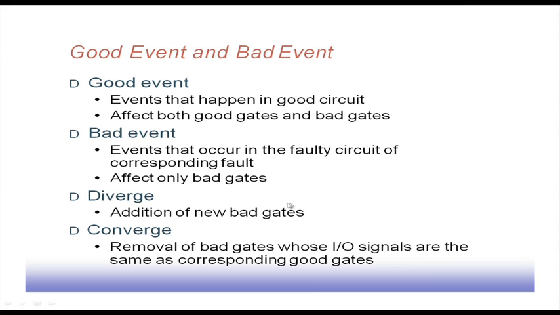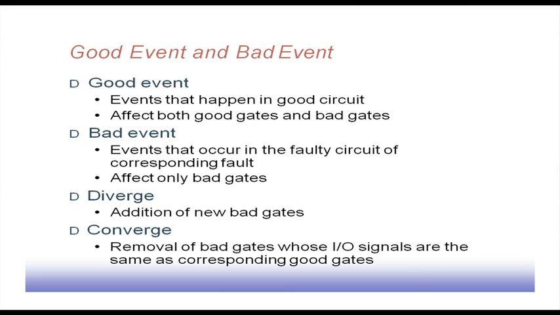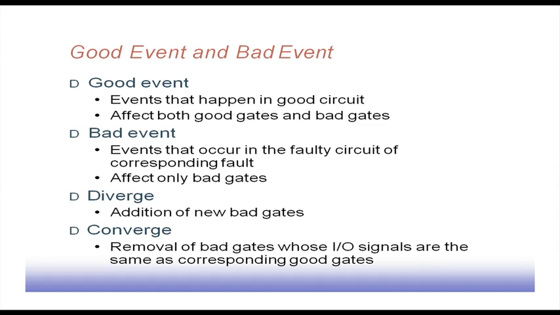Diverge is the addition of new bad gates. If new bad gates get created in the process, that is called diverge. Converge is the removal of bad gates whose I/O signals are the same as the corresponding good gates. If we find that some gate's behavior is becoming similar to the good gate, then there is no point simulating that output further. That is called a converge, as if the bad gate has converged onto a good gate. So, that bad gate need not be considered.